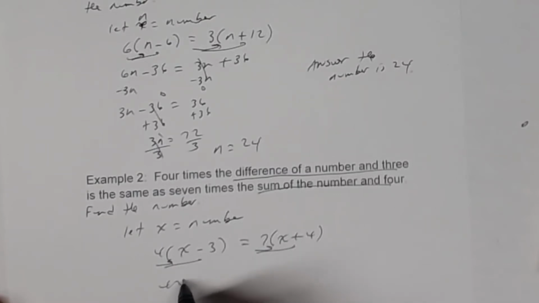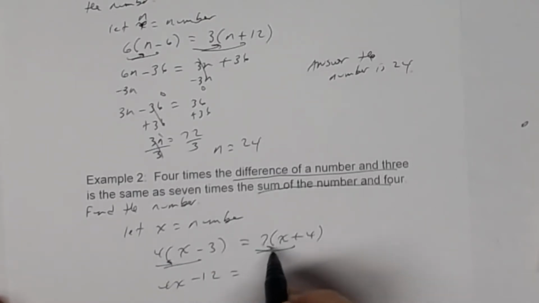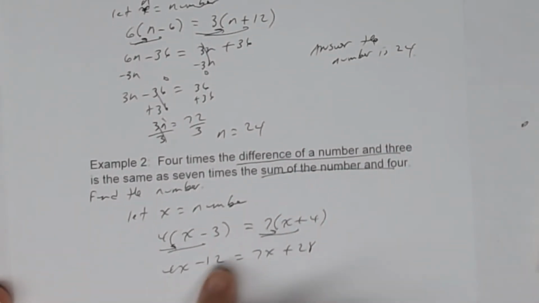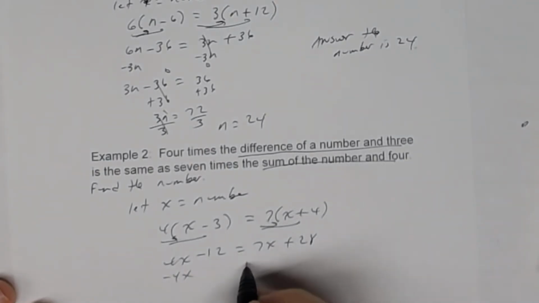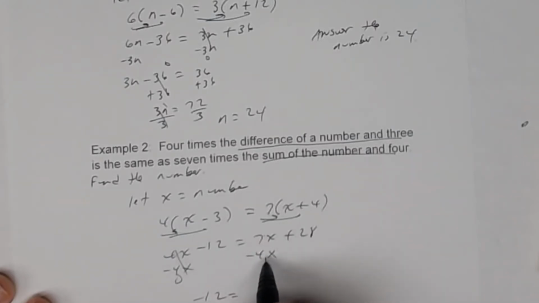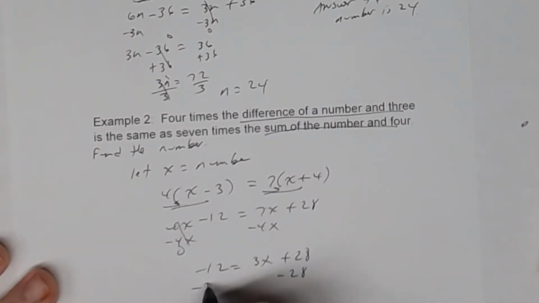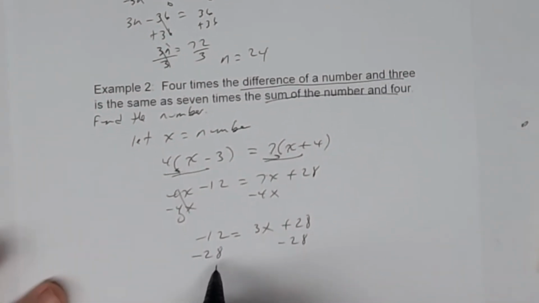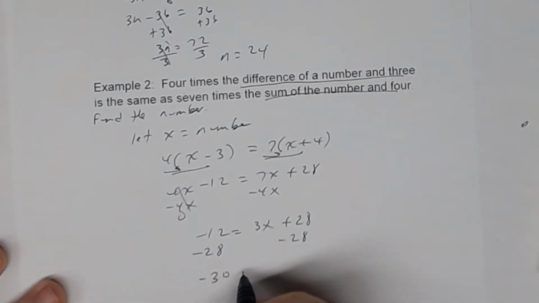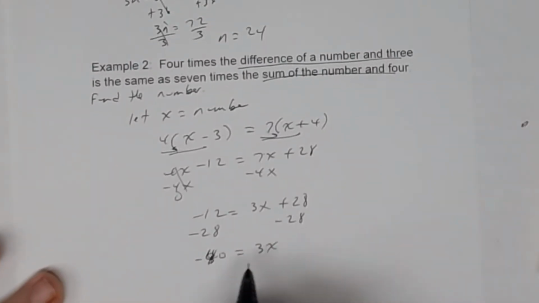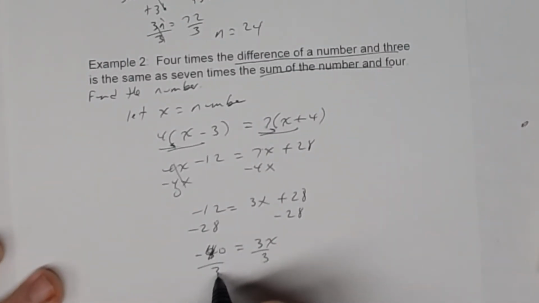Just like we did in the previous one, we distribute. I get 4x minus 12 equals 7x plus 28. I'm going to bring all the variables to the right-hand side, so I subtract 4x from both sides. I get negative 12 equals 3x plus 28. Then subtracting 28 from both sides, negative 12 and negative 28 is negative 40. Negative 40 equals 3x. Then divide both sides by 3. I get x to be negative 40 thirds.